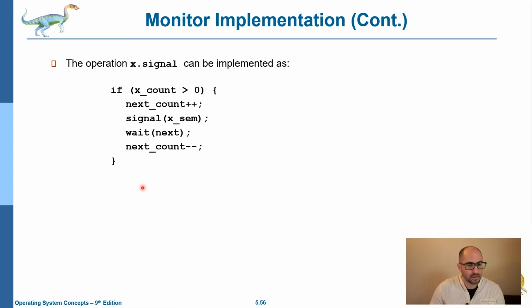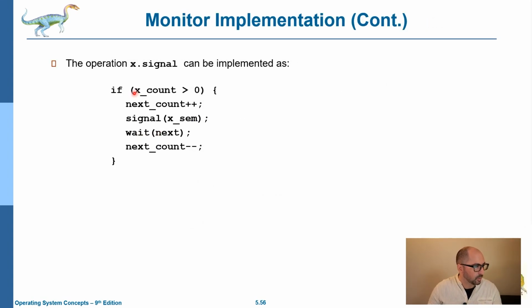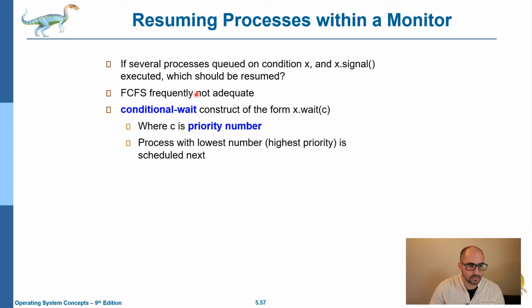So signaling, in this case, will cause the process to block until something else is completed, if there was something waiting on it. And we knew that something was waiting because we would not have been waiting if there was an X count that was greater than 0.